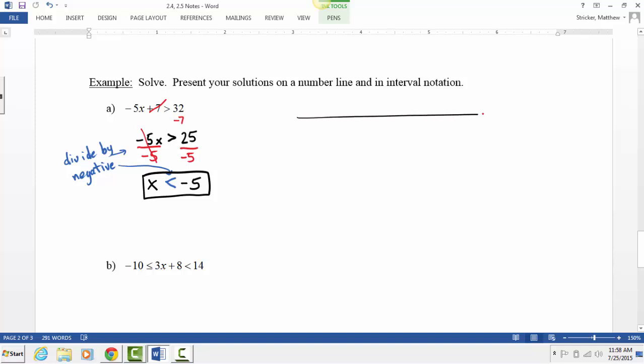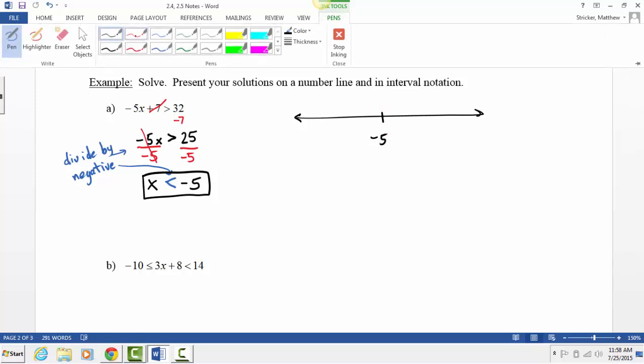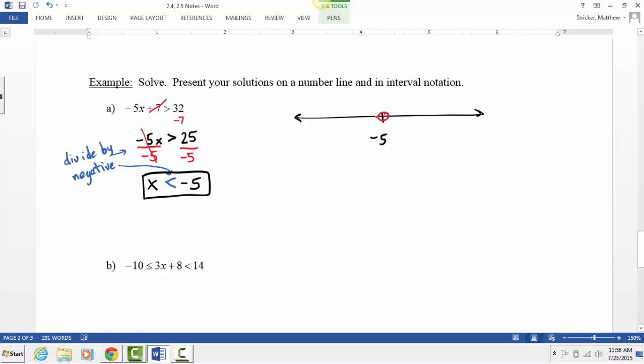Okay, if I draw that on the number line, negative 5, less than, that's an open circle. And I'm going to shade to the left. So this is approaching negative infinity over here. So when I go to write an interval notation, left to right, that's going to be what? It's going to be negative infinity to negative 5, parenthesis on the negative infinity, and because that's an open circle, parenthesis.